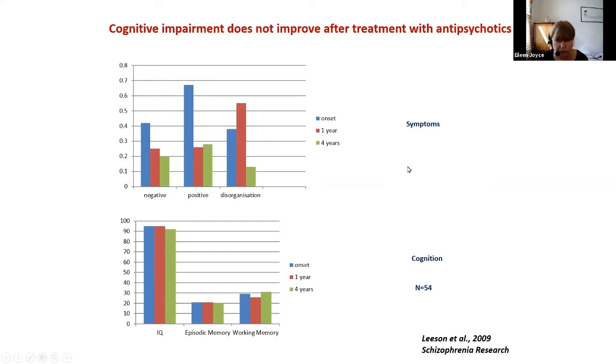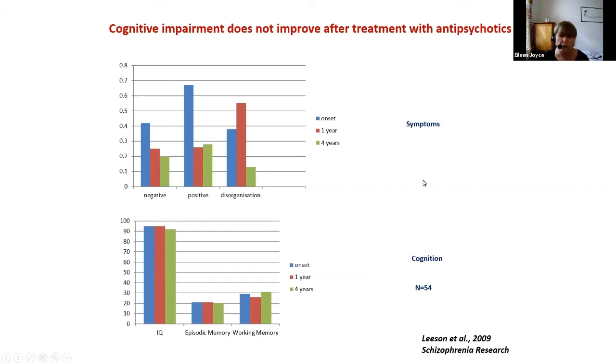So this is our own study again, showing that if you look at symptoms, from baseline, 1 year to 4 years, there's an improvement in negative symptoms, positive symptoms and disorganization symptoms with treatment. But if you look at the different cognitive functions, IQ, memory and working memory, there's no change.